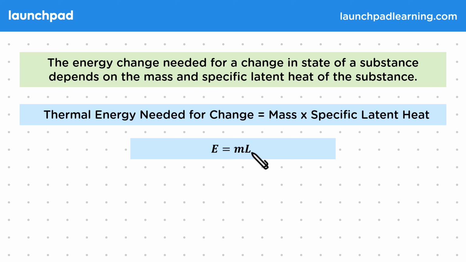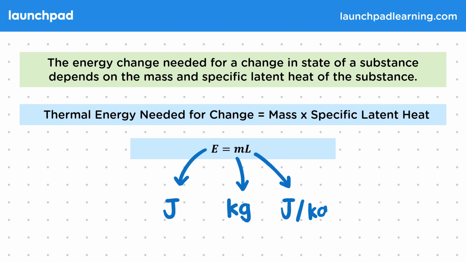And this is one of the equations that's given on your formula sheet. The energy is measured in joules, the mass is measured in kilograms, and then the specific latent heat is measured in joules per kilogram. And that's because specific latent heat is simply energy divided by mass. Let's have a look at an example using this equation.